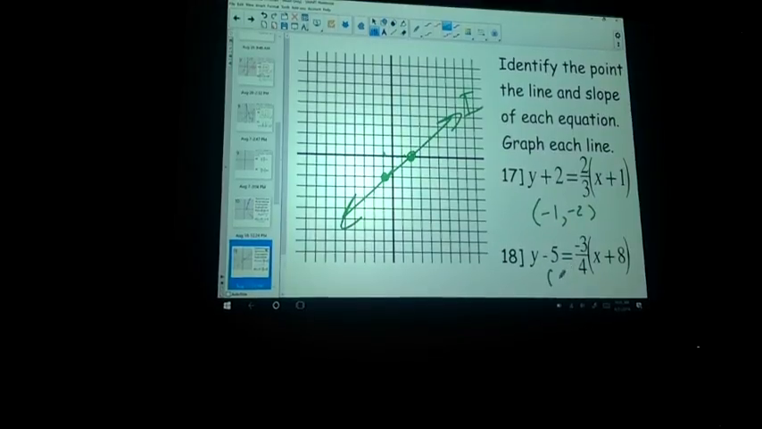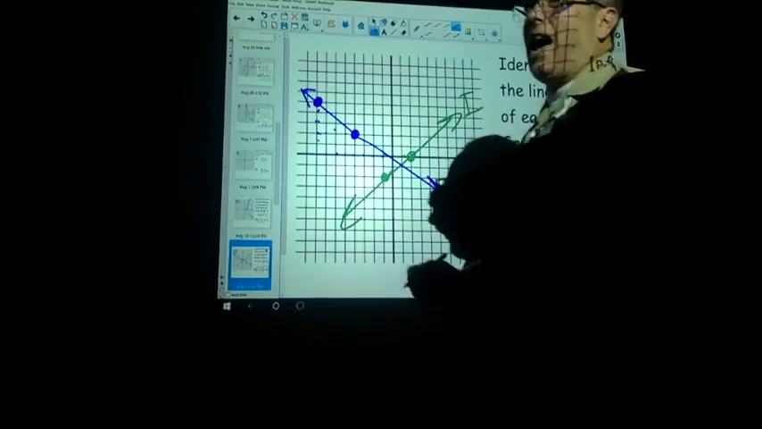The point on this one is (-8, 5). Agree? Sorry, I meant to do this one in red. Ah, darn. Can't have nice things anymore. Those will be in blue. (-8, 5). And then the slope is down 3, right 4. Increasing or decreasing? Decreasing. Why? Slope is negative. So that increasing, decreasing thing is that simple.